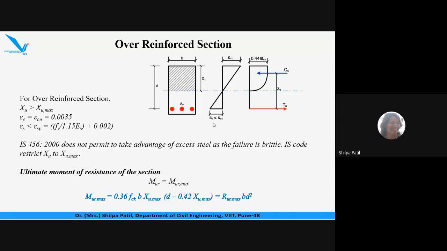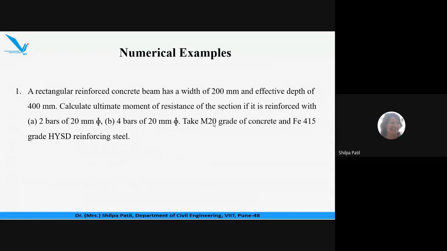All right. So this is about the singly reinforced sections. The balanced section we saw last week, and today we have completed the under reinforced and over reinforced sections. Let us now solve some numerical examples. You just note down this example in your notebook.